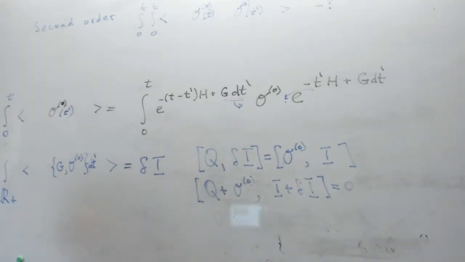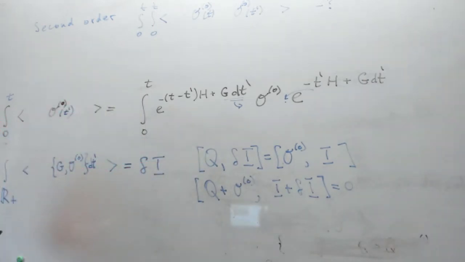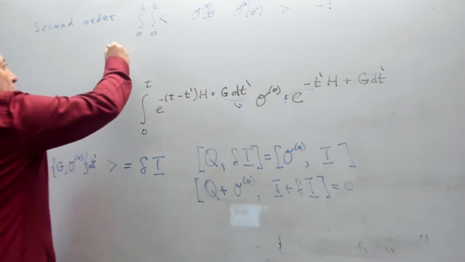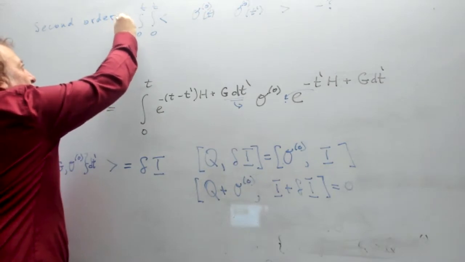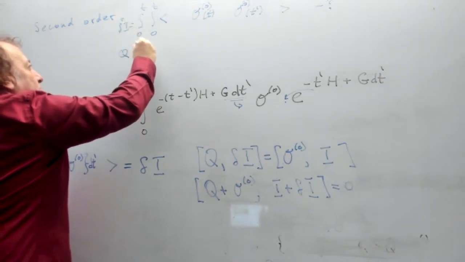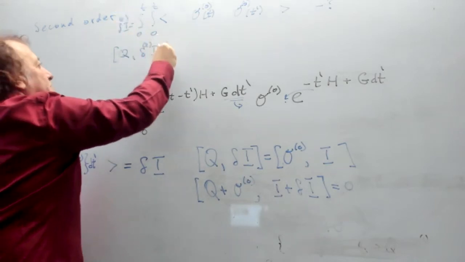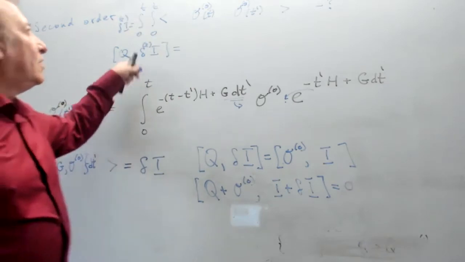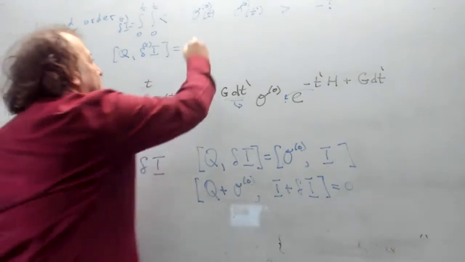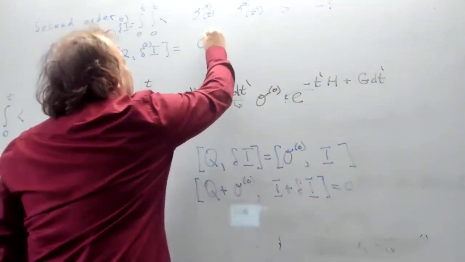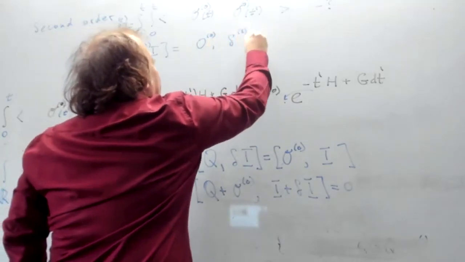And naively it goes as before. Like we apply Q, let us call it delta 2i, to delta 2i. Q hits here. We do the same trick. And it gives O zero delta 1i.